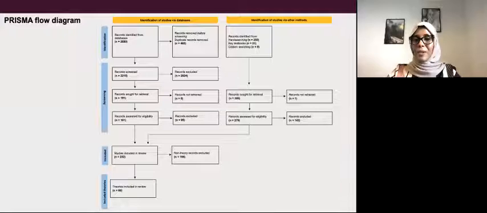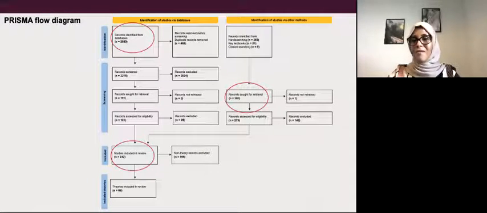This is our search result. So we identified 2,600 plus records from across the databases that we searched. And we identified another 260 records from the other sources. And we ended up including 232 studies before we removed all non-theory records.